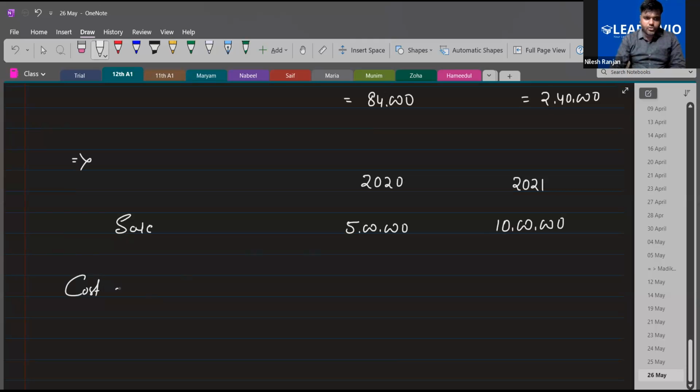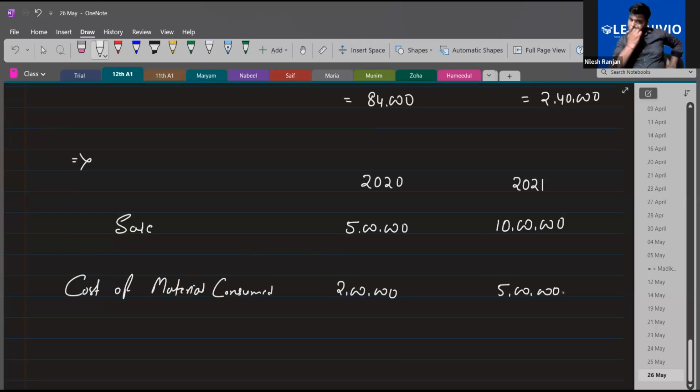And again, cost of material consumed. Here it is 2 lakh and here it is 5 lakh. Okay, so let's convert this in percentage form. Actually, common size statement is a vertical analysis. First of all, it is a vertical analysis, means it compares the same year data.